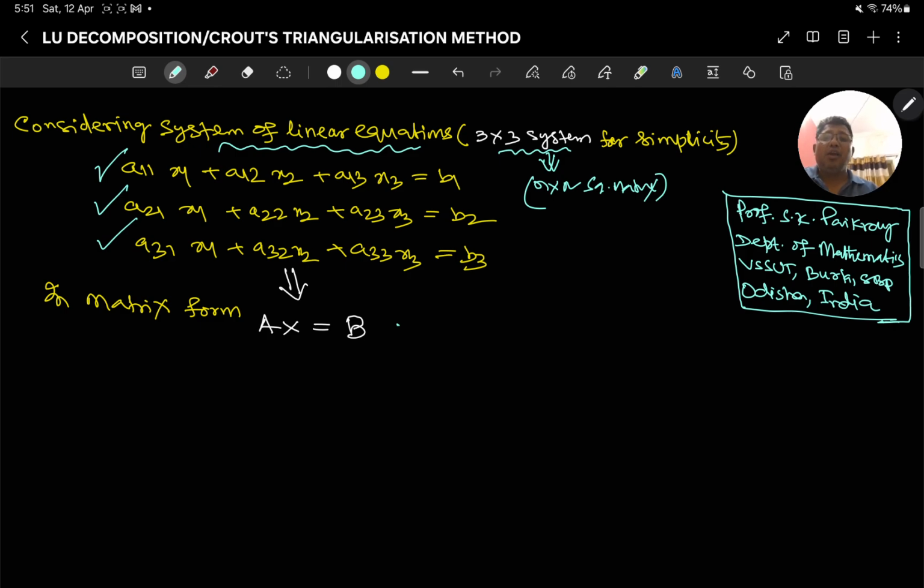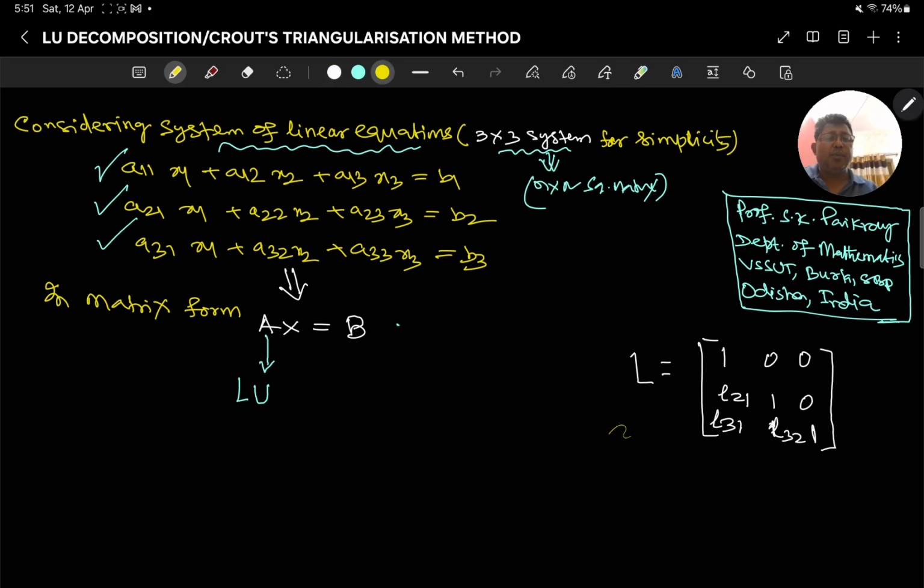to b. Now in the triangularization method, what we have to do is express this A as the product of L into U. A is the product of L into U. What is L? L is a lower triangular matrix. We write 1 0 0, L21 1 0, L31 L32 1. It is a lower triangular matrix.